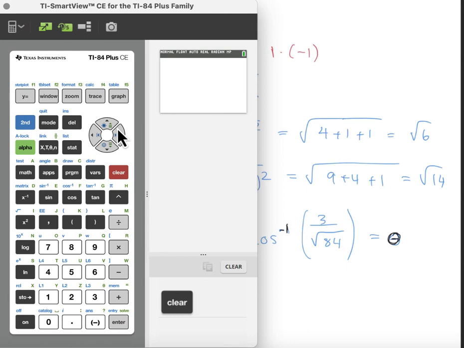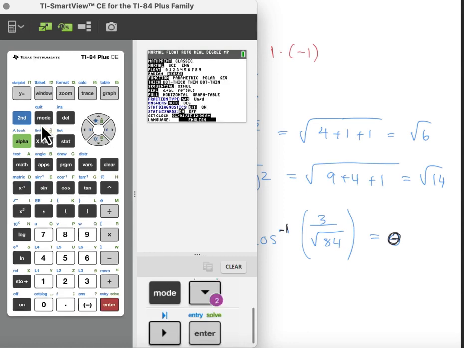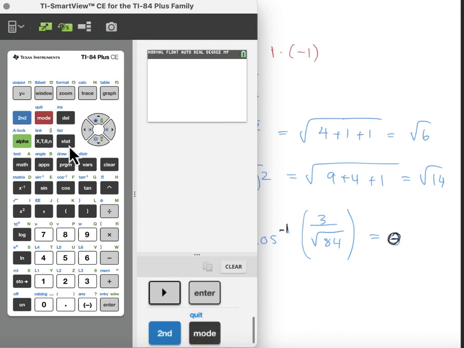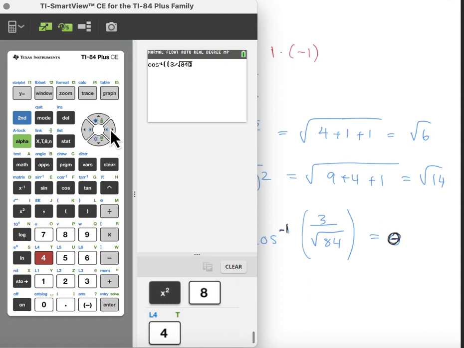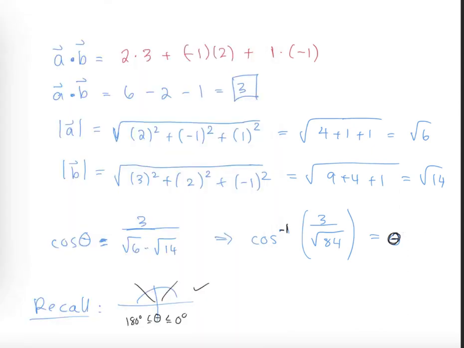So now let's come over to our TI calculator, and I'm going to get this angle in degrees. So let's come over here and then say the inverse cosine of 3 divided by the square root of 84, and we'll see what this angle gives us. So we get 70.89 degrees, and that is going to be the angle in between the two vectors that we had initially.